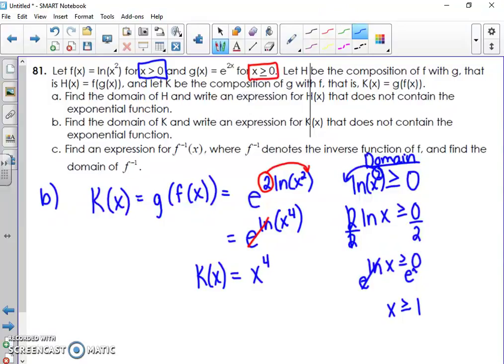So our domain of k of x is going to be x is greater than or equal to 1. Notice that that is a restriction that's more restrictive than x is greater than 0. Anything greater than or equal to 1 is also greater than 0. So we need to use this restriction here rather than the domain of f of x.